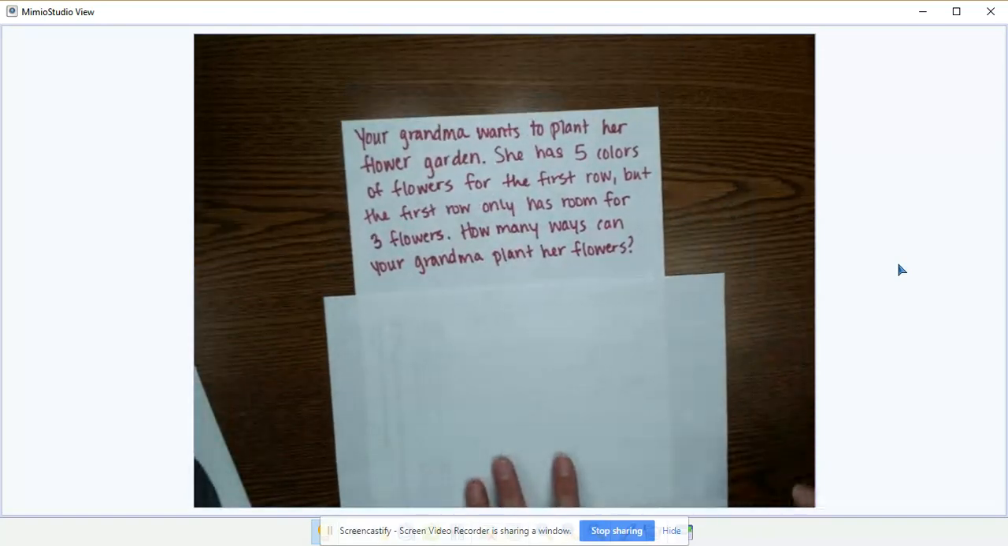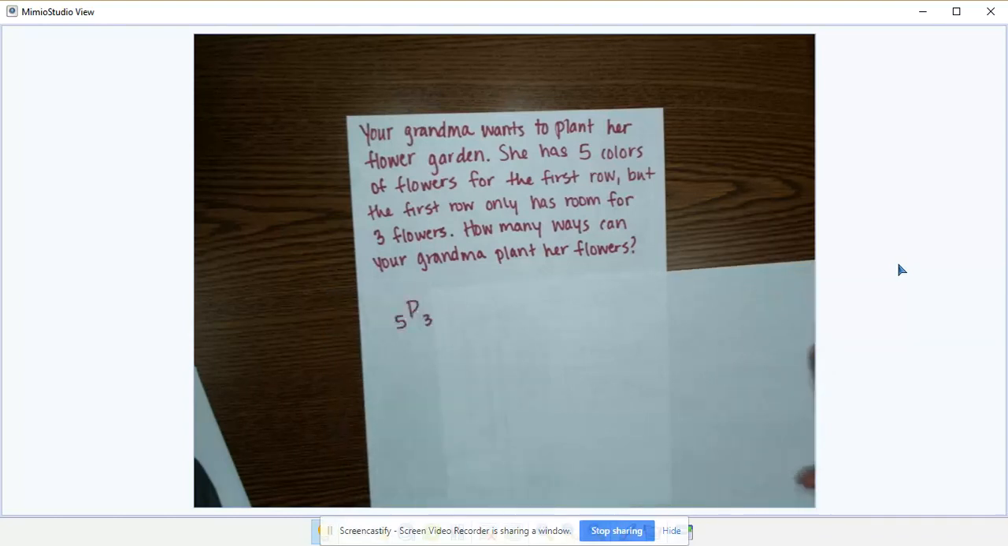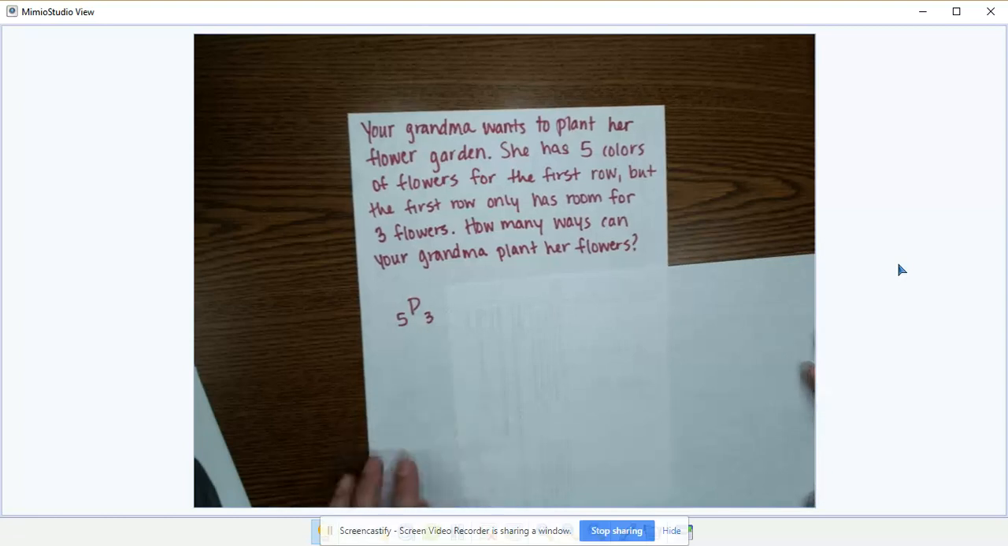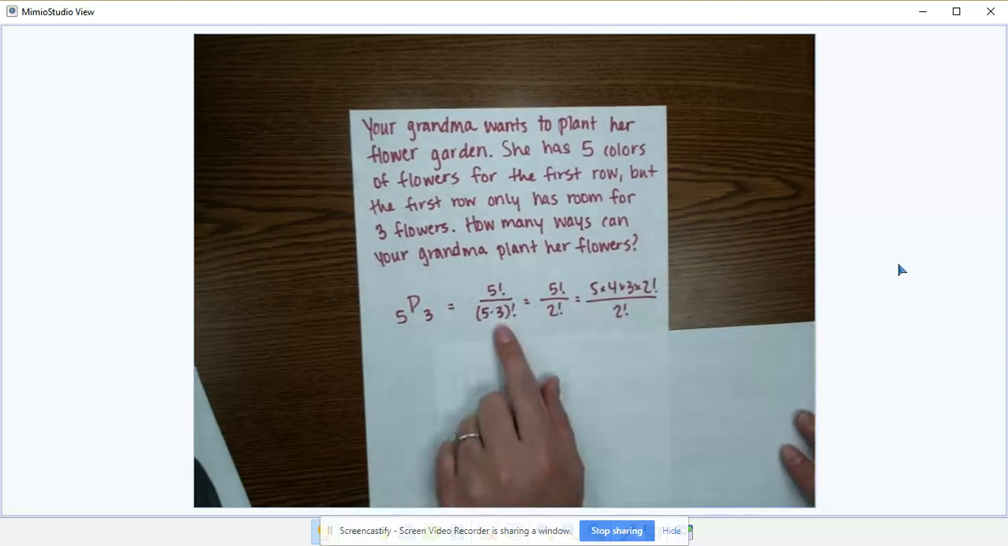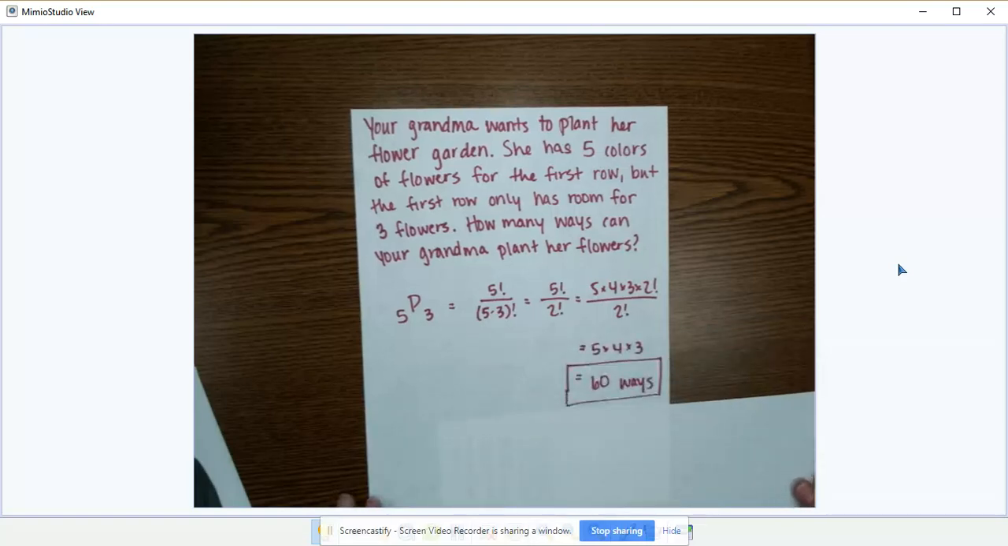Here's another one of those flower questions. So your grandma's planting her flower garden, and she has 5 different colors of flowers to plant in the first row. However, the first row of her flower garden only has room to plant 3 flowers. So we're wondering how many ways can our grandma plant her flowers? So we have 5 total options, and we're going to choose 3 of those options to put into our flower garden. So here's kind of the work. It comes down to 5 factorial over 2 factorial and simplifies to be 60 different ways Grandma could plant her flower garden.